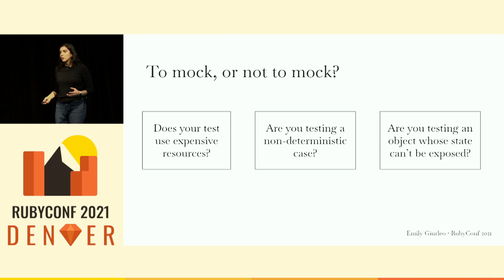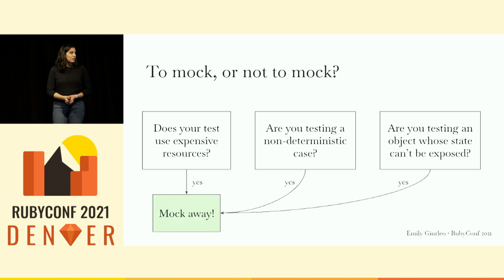When we're deciding whether or not to mock, we can ask ourselves 3 questions. The first is, does our test use expensive resources, such as time, memory, or money? Are we testing code that's non-deterministic? And finally, are we testing an object whose state can't or shouldn't be exposed? If the answer to any of these questions is yes, I think that we are using mocks in a way that's most effective and that adds value to our tests, and in this case, we should mock away.